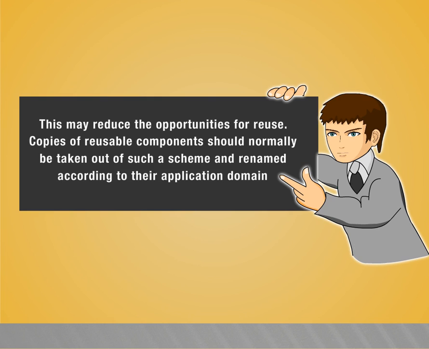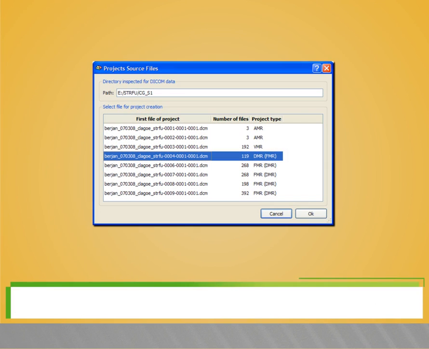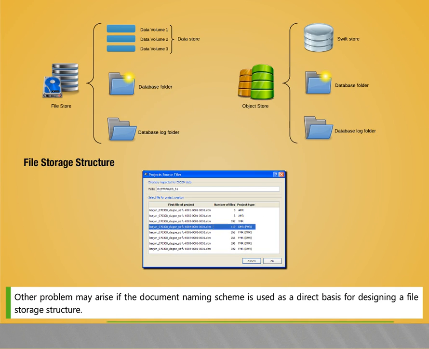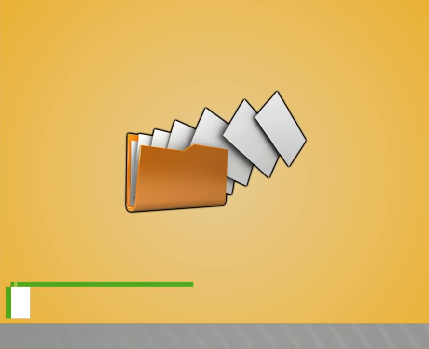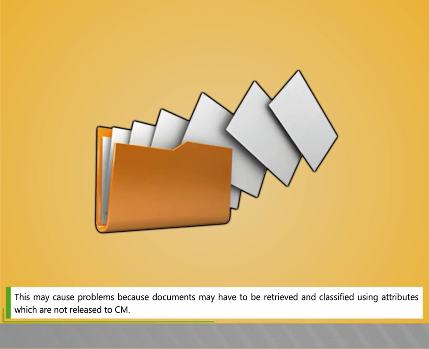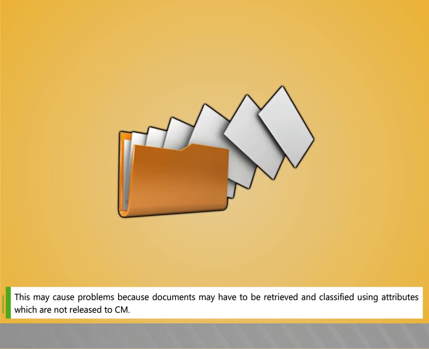Copies of reusable components should normally be taken out of such a scheme and renamed according to their application domain. Other problems may arise if the document naming scheme is used as a direct basis for designing a file storage structure. This may cause problems because documents may have to be retrieved and classified using attributes which are not related to CM.